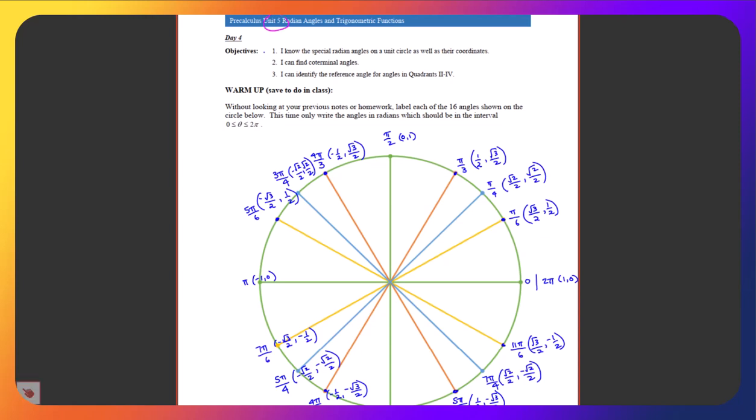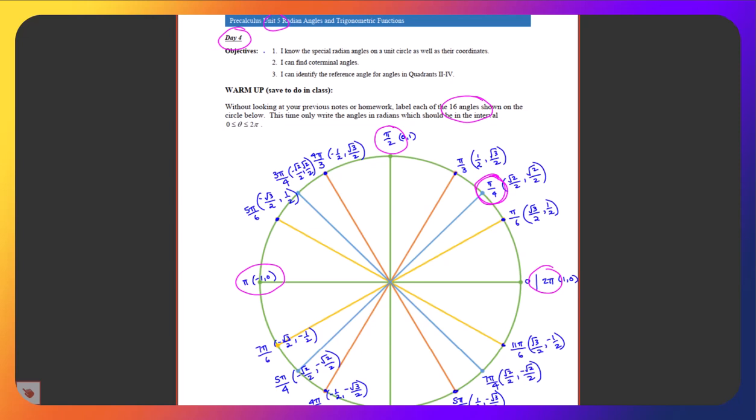Okay, Unit 5, Day 4. They want us to label all 16 angles. I would not do these in the order they're shown. I would start here with pi, because that's what we know, and 2 pi. Well, half of pi is pi over 2, and half of pi over 2 is pi over 4.